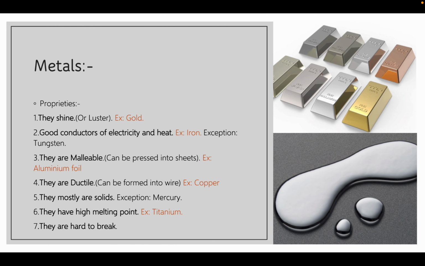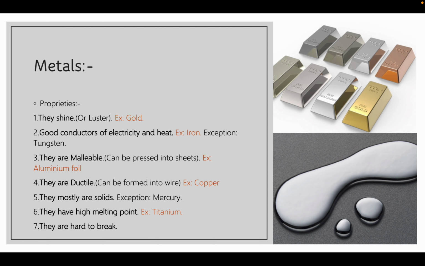Now, first we'll talk about properties of metals. Well, the first property is they shine. Well, we don't say shine, we say luster. And because we are talking about metals, metallic luster. So, example gold. And metals are good conductors of heat and electricity. Example iron. Well, we do have an exception, which is tungsten, which is a bad conductor of heat and electricity.